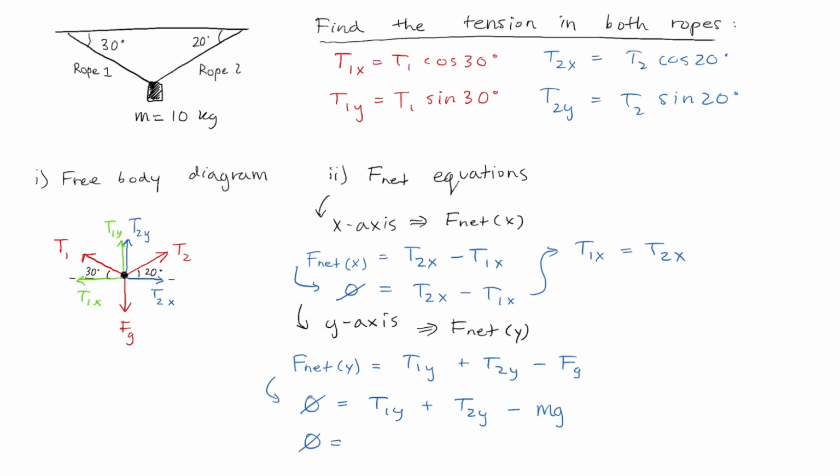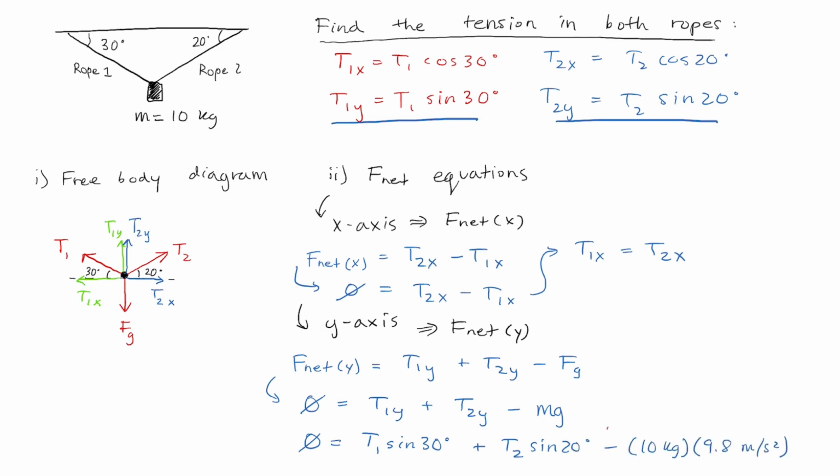Now what I want to do is replace T1y and T2y with the x and y component equations that we solved for earlier. I will quickly simplify this equation, and what we're left with is 0 is equal to T1 sine 30 degrees plus T2 sine 20 degrees minus 98 newtons. Now we have two unknown variables, T1 and T2. So what are we supposed to do?